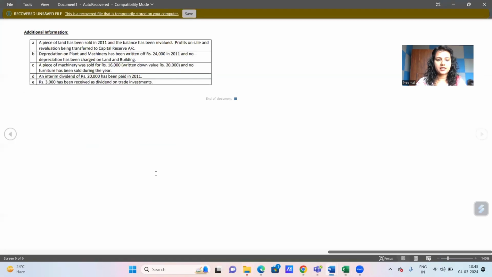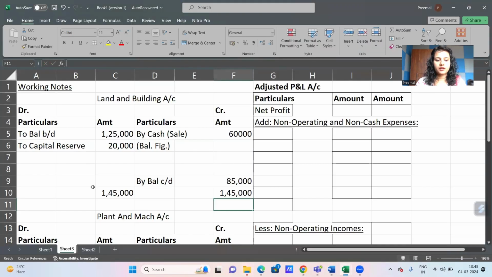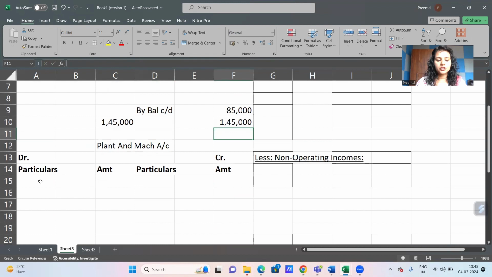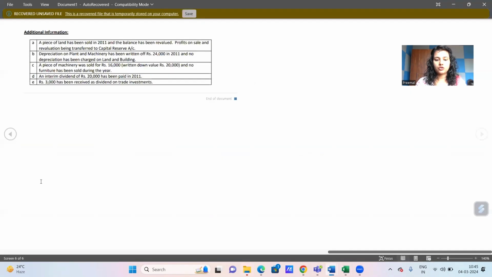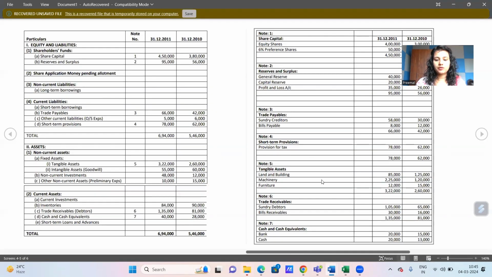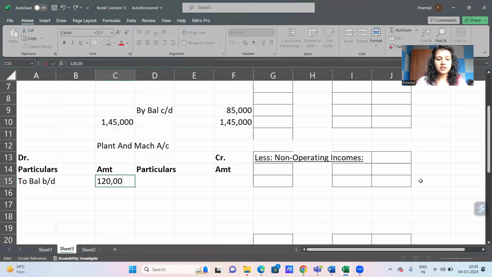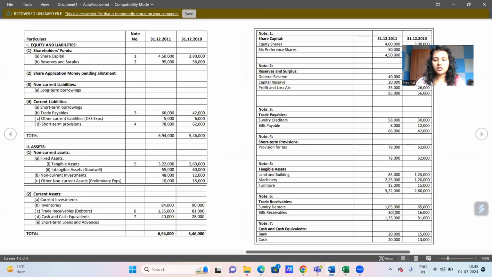Let's move on to the next adjustment. Depreciation on plant and machinery. So we'll have to prepare a plant and machinery account. In the plant and machinery account, first let's transfer the balances. To balance brought down, go to your notes under tangible assets, you will find the opening and closing balance of machinery. Opening balance being 1,20,000. Closing balance by balance carried down. The closing balance is 2,25,000.